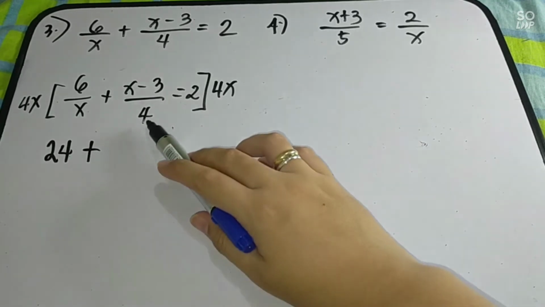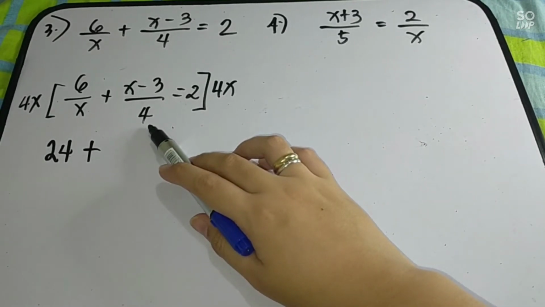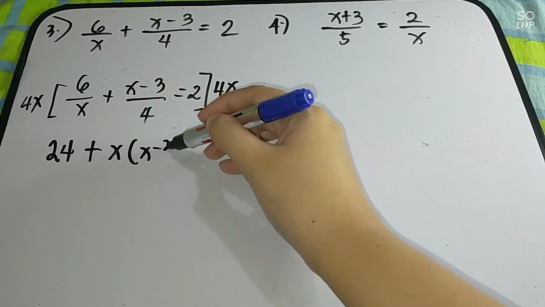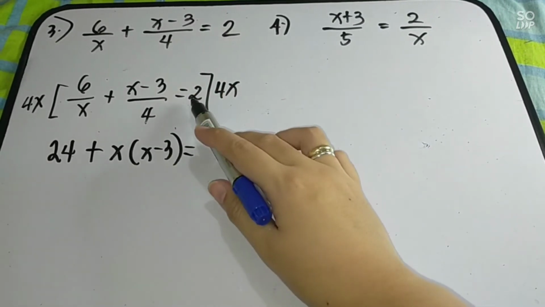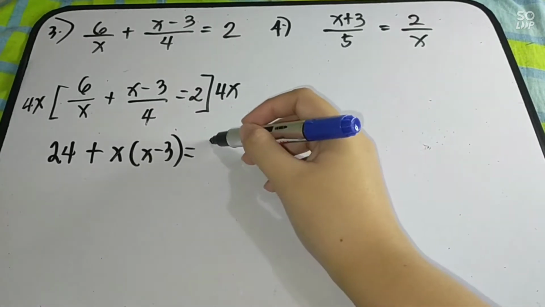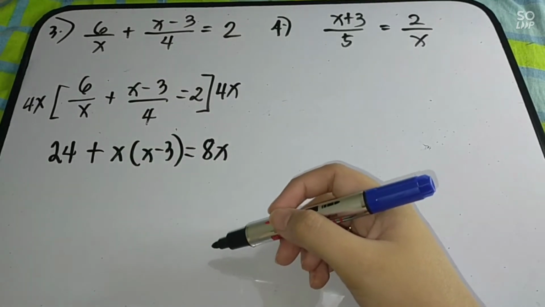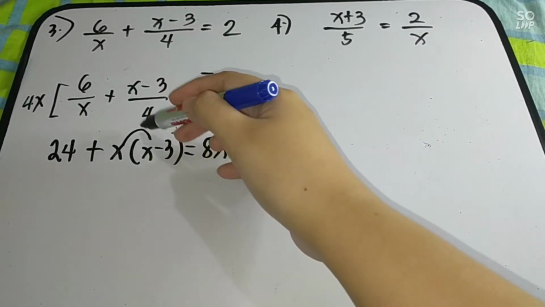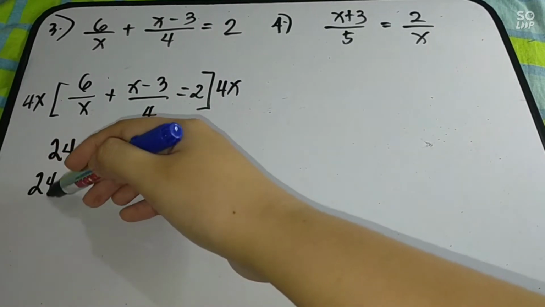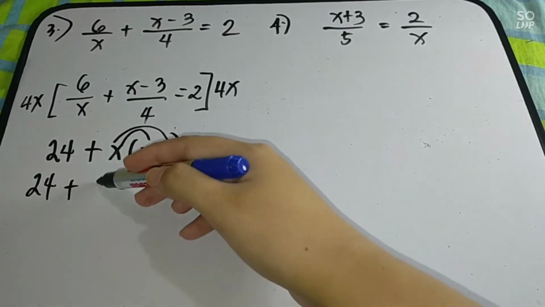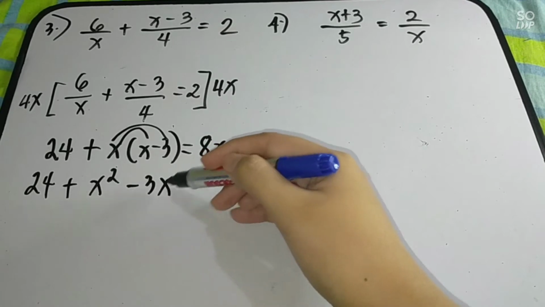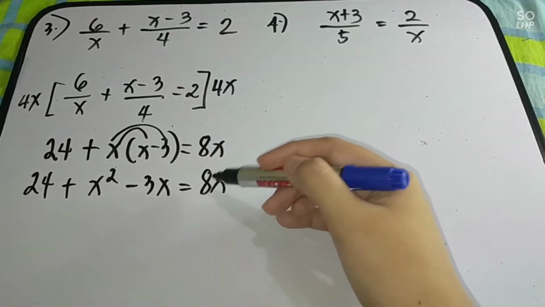So, 4x divided by 4, ang sagot doon is x na lang. So, yung x na yon, i-multiply natin kay x minus 3 is equal to. So, dito, since wala siyang denominator, multiply mo na lang siya agad. So, 2 times 4x, the answer is 8x. Ayan na. Then, this one, i-distribute naman natin yung x doon. So, we have here 24 plus x times x, we have here x squared. X times negative 3, we have negative 3x. So, it is equals to 8x.